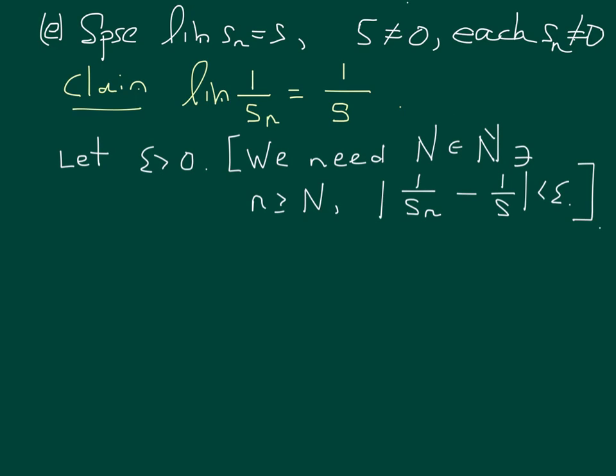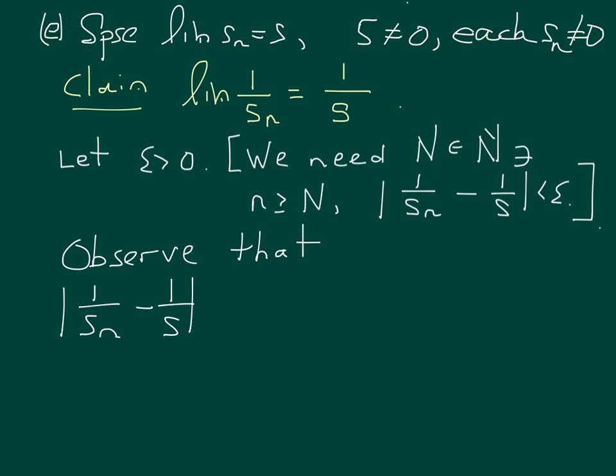Okay, so we therefore need to make this distance here epsilon small for large enough n. So let's start at first by taking a look at this term here. Observe that this distance that we're interested in, the distance from 1 over S sub n to 1 over S, can be rewritten in the following way.